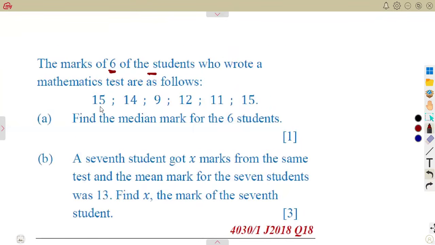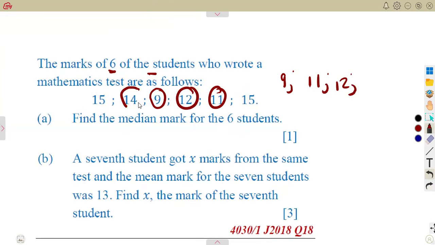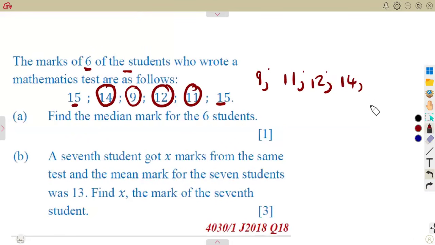So you're given 15, 14. Let them be in the order of size. Which one is the smaller one? I'm going to start with the 9, followed by 11. Then we also have a 12. Then we have a 14, a 15, and a 15. So there are 2 15s there.